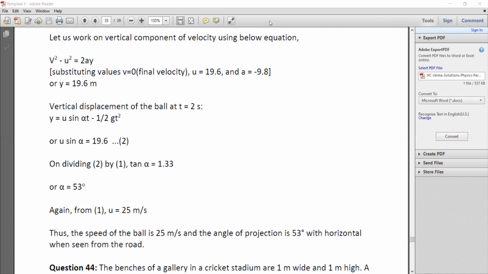Again, from 1, U equals 25 meters per second. Thus, the speed of the ball is 25 meters per second and the angle of projection is 53 degrees with the horizontal when seen from the road.